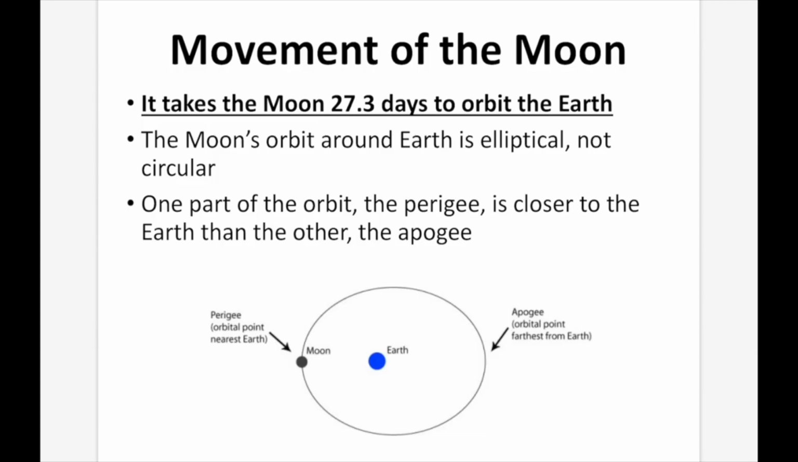Movement of the moon. It takes the moon 27.3 days to orbit the Earth. The moon's orbit around Earth is elliptical, so it's not circular. Elliptical means like an oval, like we see here. One part of the orbit, the perigee, is closer to the Earth than the other, the apogee. So the perigee here, we're going to get a shorter distance than the apogee, which is right here.